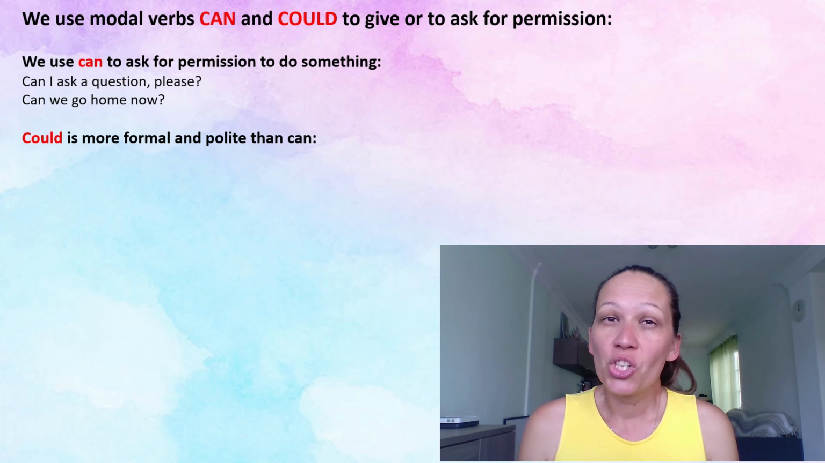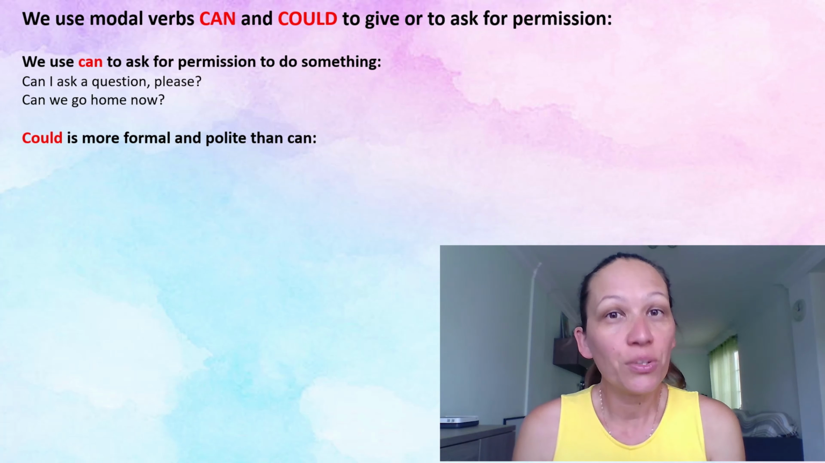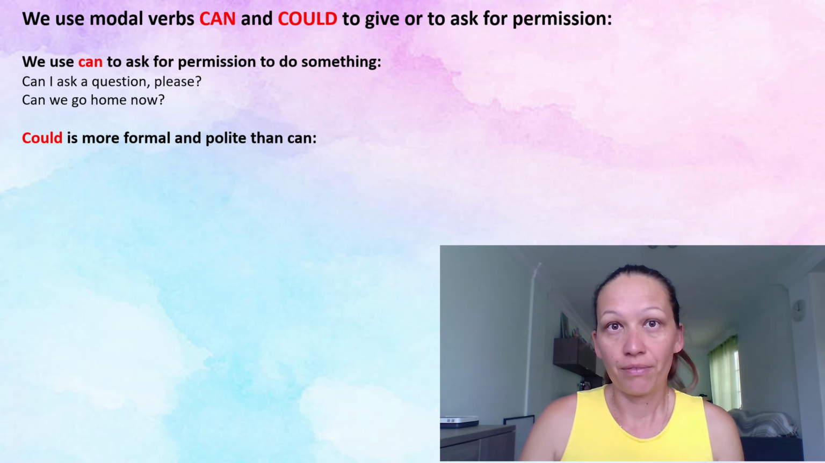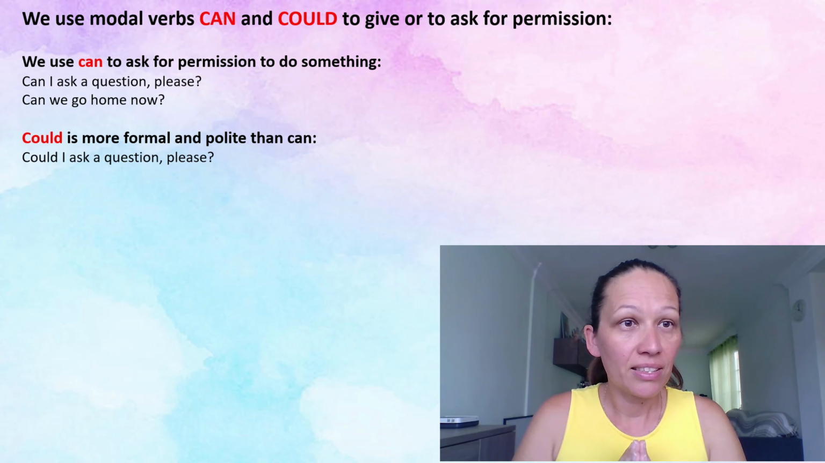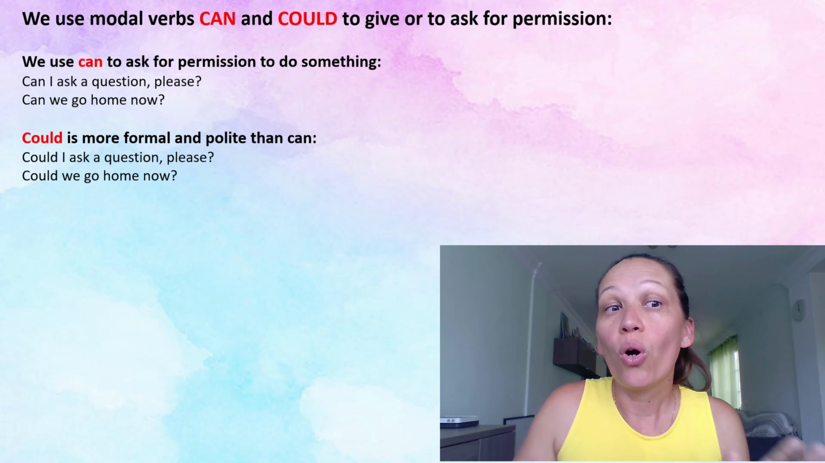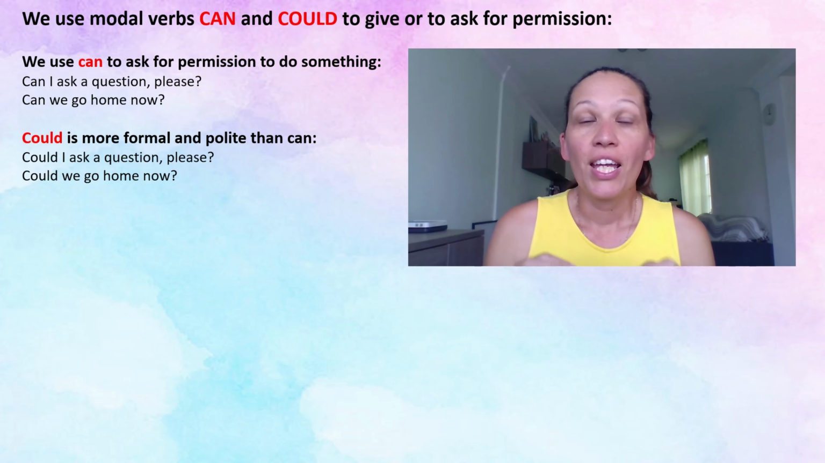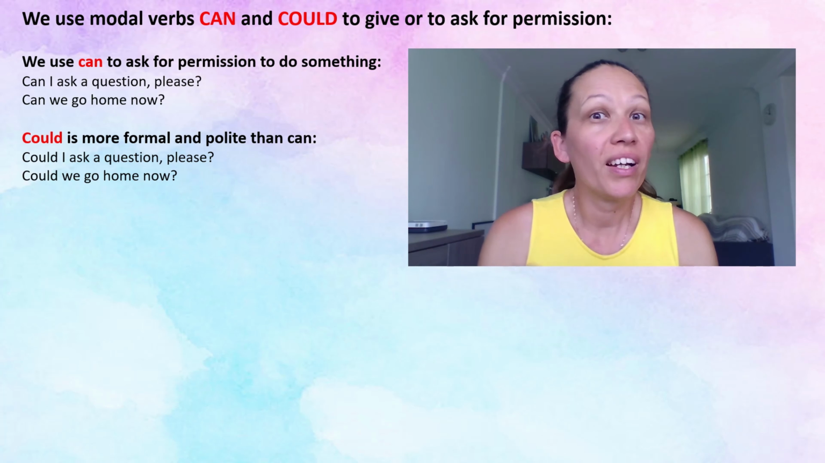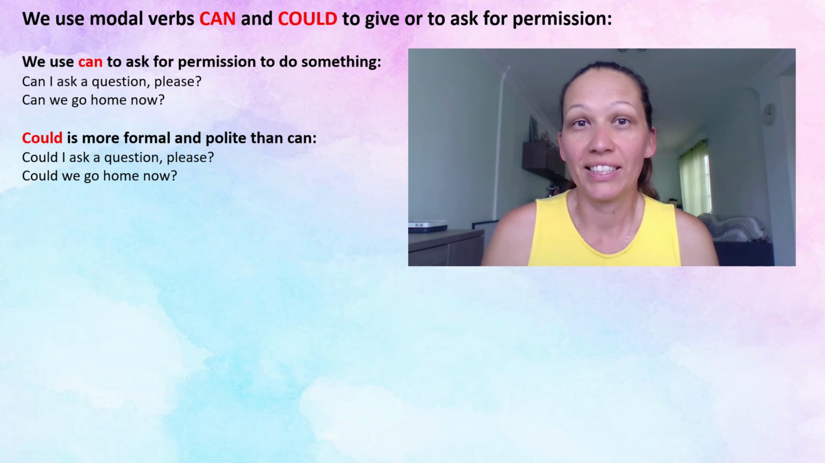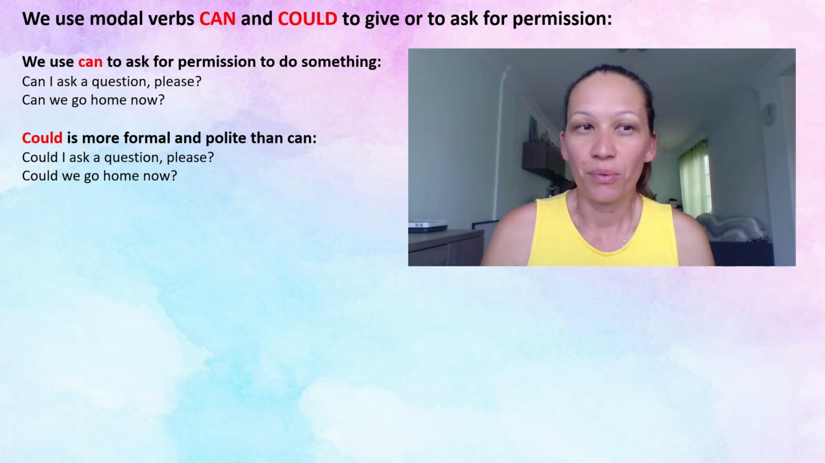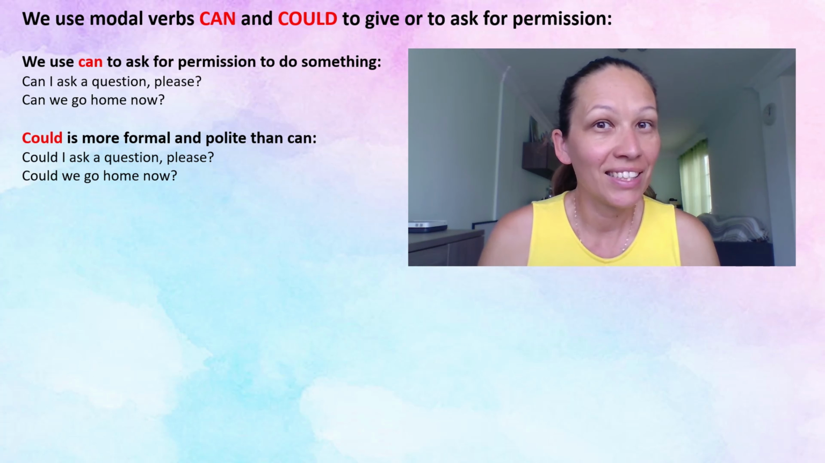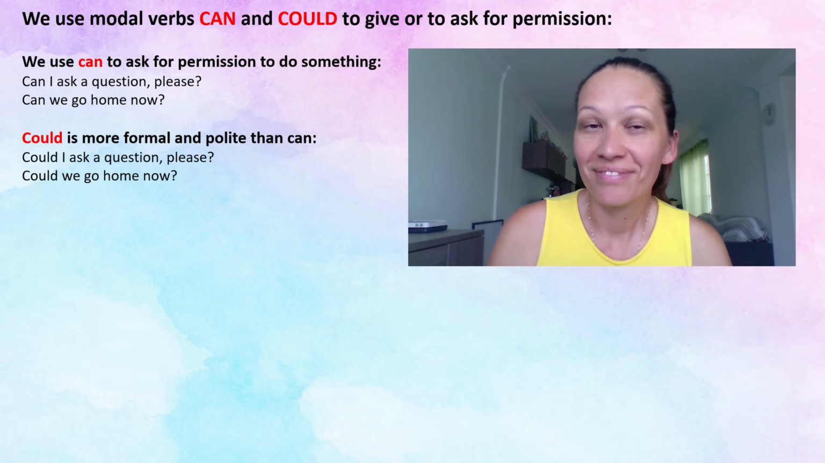When we want to ask permission in a more formal, more polite way, we use could. So for example, could I ask a question, please? Or could we go home now? If you ask in a more formal and more polite way, you've got more possibility to get the answer yes. So if you want to go home earlier or you want to ask a question, ask in a more polite way. Could I ask a question, please? Could we go home now?